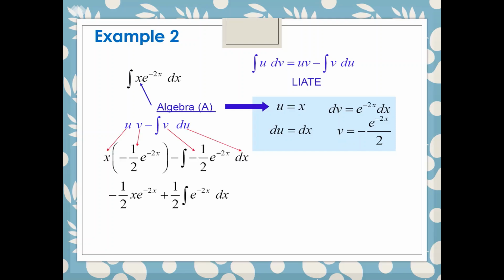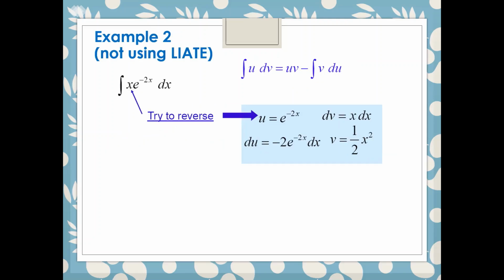Substitute accordingly into the formula and simplify. Then solve the new integral and simplify. You should get negative 1 over 2 x e to the negative 2x minus 1 over 4 e to the negative 2x plus c as the final answer.